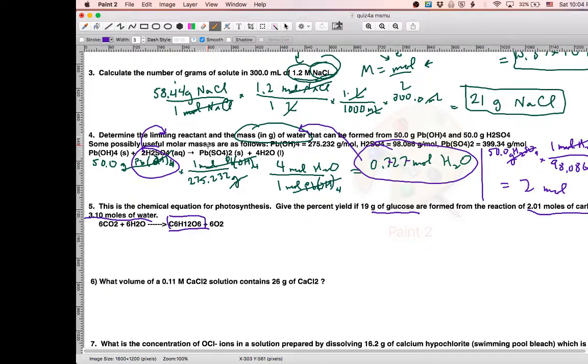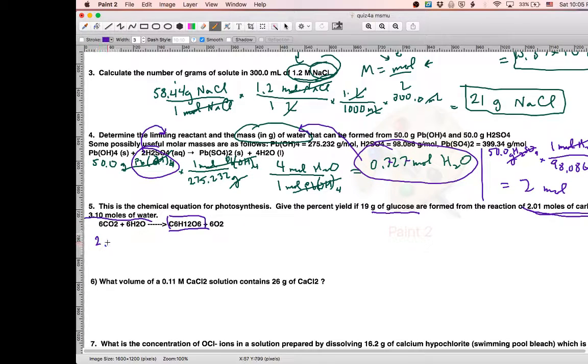Now, in this case, I will do the calculation, but let me just show you that I don't actually need to do the calculation because this is already in moles. 2 moles of carbon dioxide and 3 moles of water. Now, it happens to be the case that the same number of moles of carbon dioxide are the reactants as water. So if I have more moles of water, then I'm not going to be using all of them. If I have 2.01 moles of carbon dioxide, I'm going to need 2.01 moles of water. If I have 3.1 moles of water, I'm going to need 3.1 moles of carbon dioxide. But I don't have 3.1 moles of carbon dioxide. How much do I have? I have 2.01 moles of carbon dioxide. So the limiting reactant is going to be carbon dioxide. That was a little brain exercise. Here's how you would do it on paper.